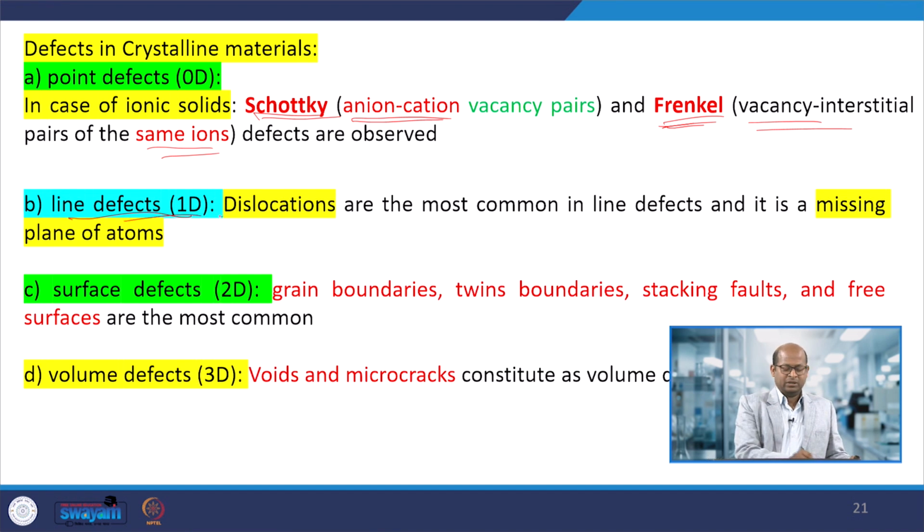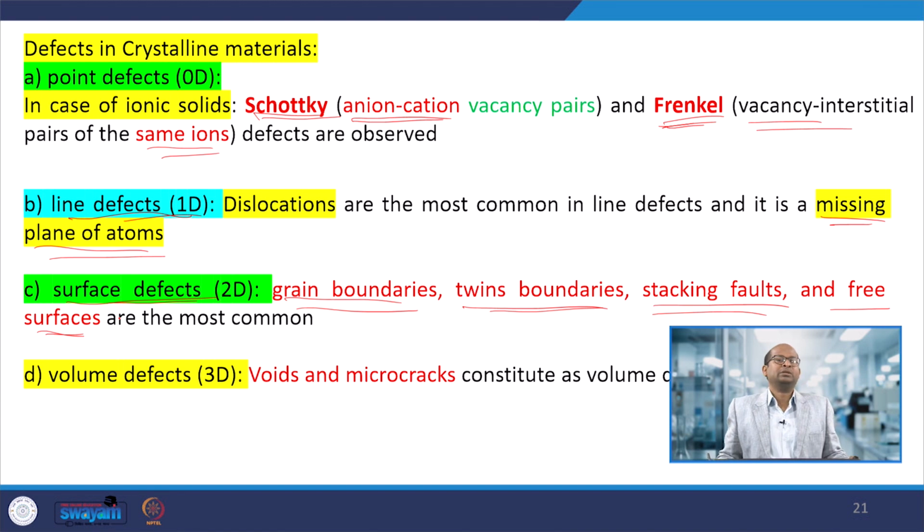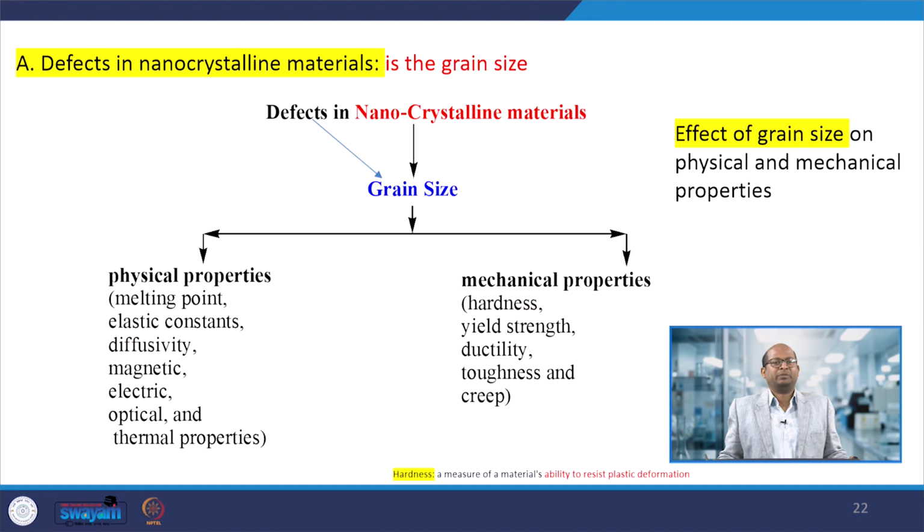Line defects are a missing plane in the arrangement of atoms, that is, dislocations in a crystalline material. Surface defects include grain boundaries, twin boundaries, stacking faults and free surfaces, which are most common in 2D type surface defects. Volume defects, the 3D defects, are voids or microcracks present in the crystalline material.